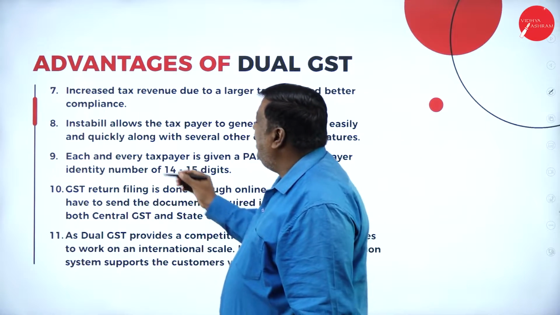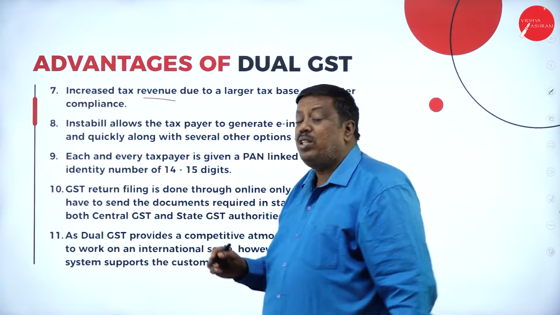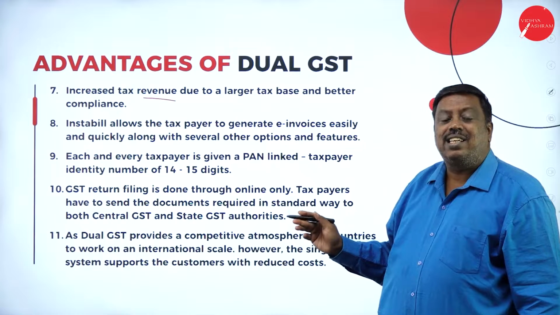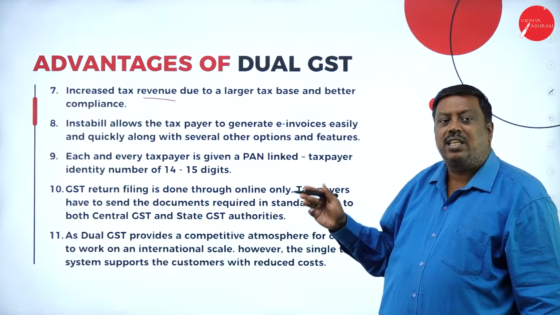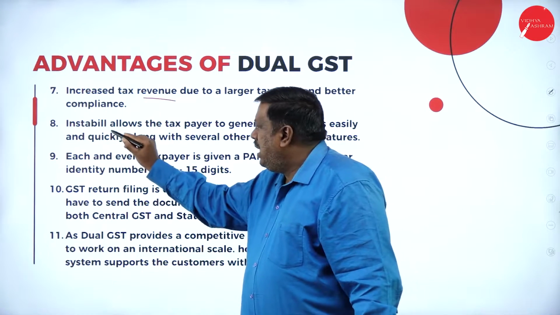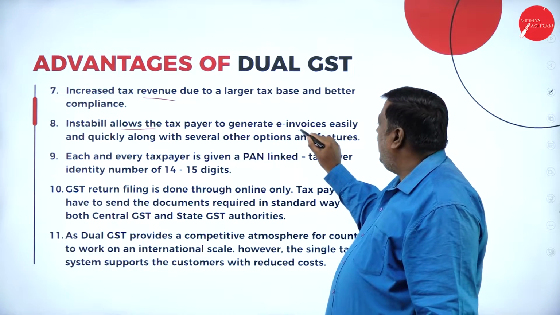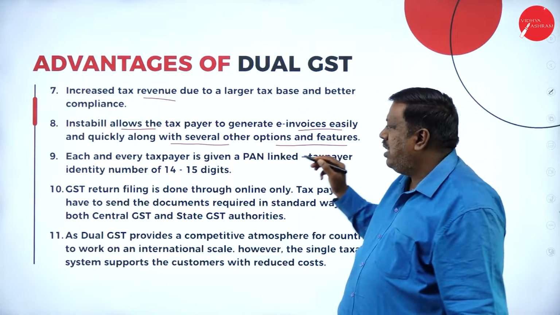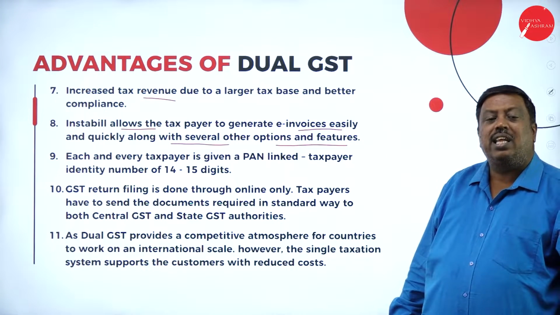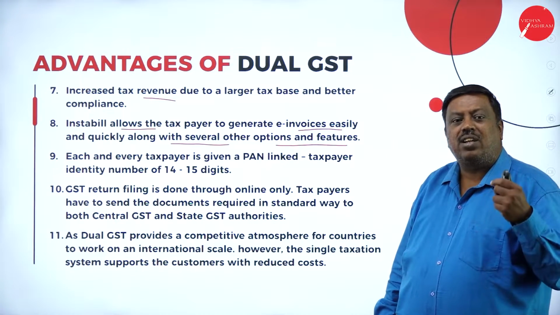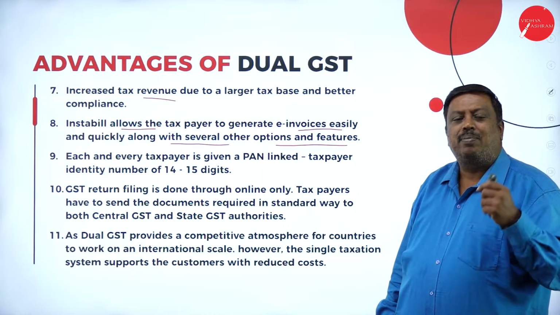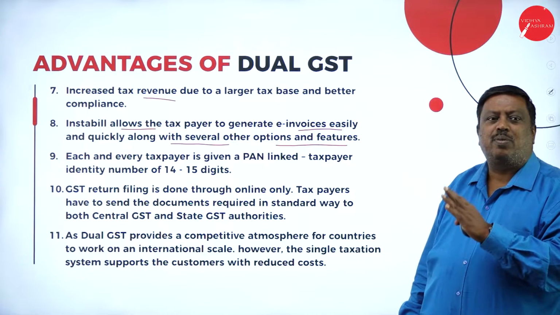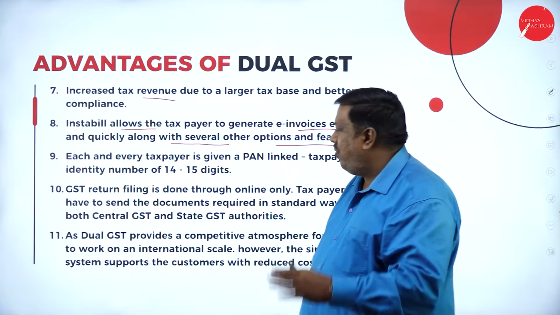Next benefit, increased tax revenue. The revenue for the state government, the central government, or the union territory is increased after GST is introduced. Next, Instabill allows the taxpayer to generate e-invoices easily and quickly, along with several other options and features. They are saying that if you are a registered user, the bill can be raised easily without any hurdles, with all the information provided properly, truly and fairly.